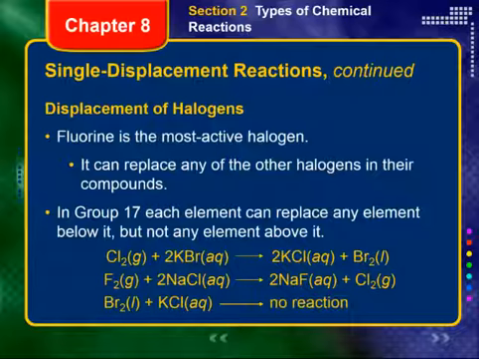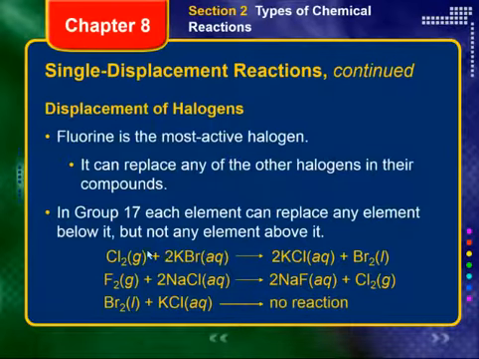All right, last slide. Displacement of halogens. Now, fluorine being the most electronegative of all the halogens, I mean, not to mention the rest of the periodic table, is the most active halogen. And because it's the most active halogen, it's going to replace any other halogen if it gets the chance. So in group 17, each element can replace any element below it, okay, but not any element above it. And since fluorine is at the top, it gets to replace everything, right? Because there's nothing above it. There are only things below it.